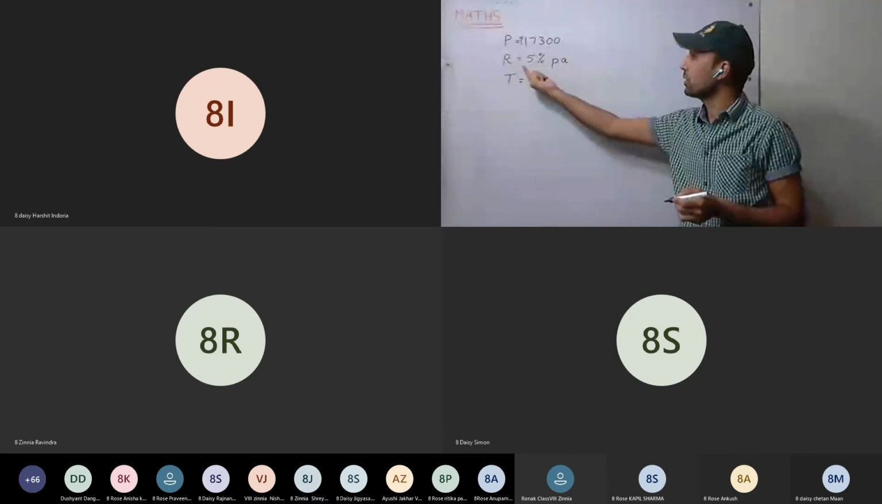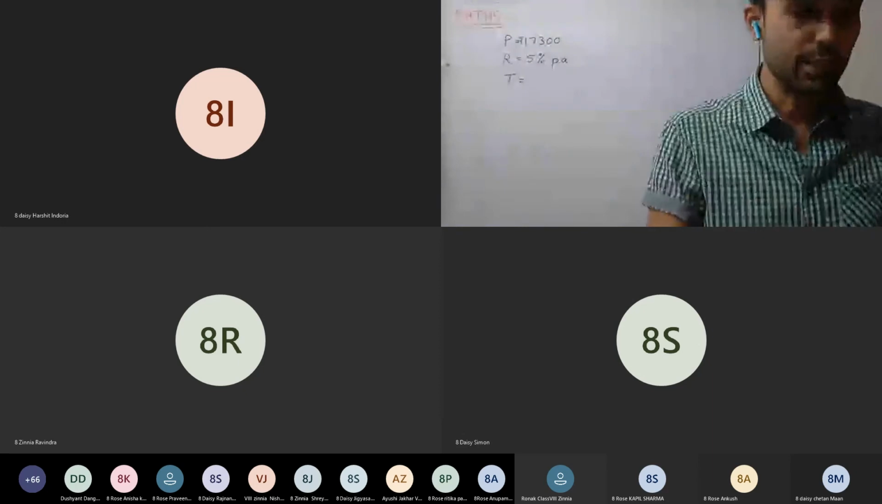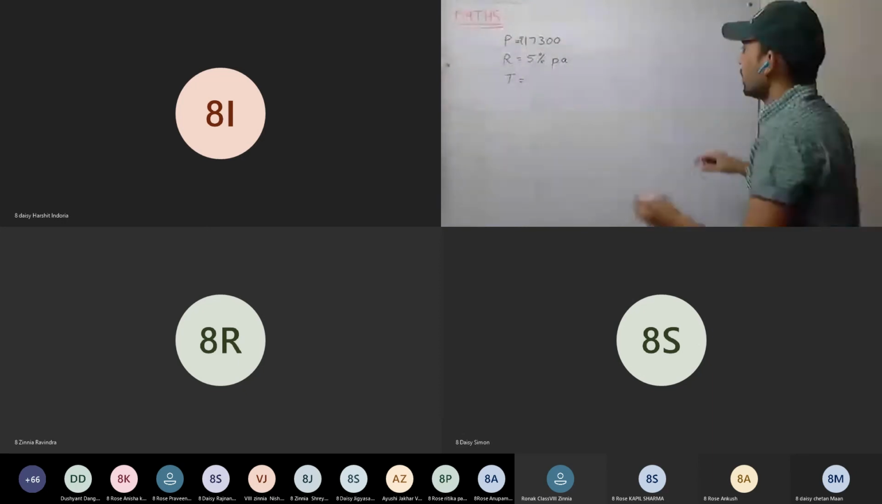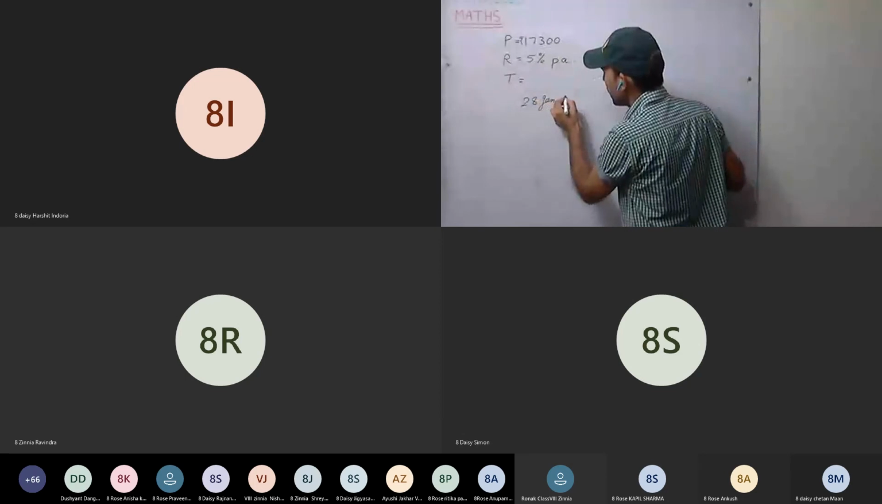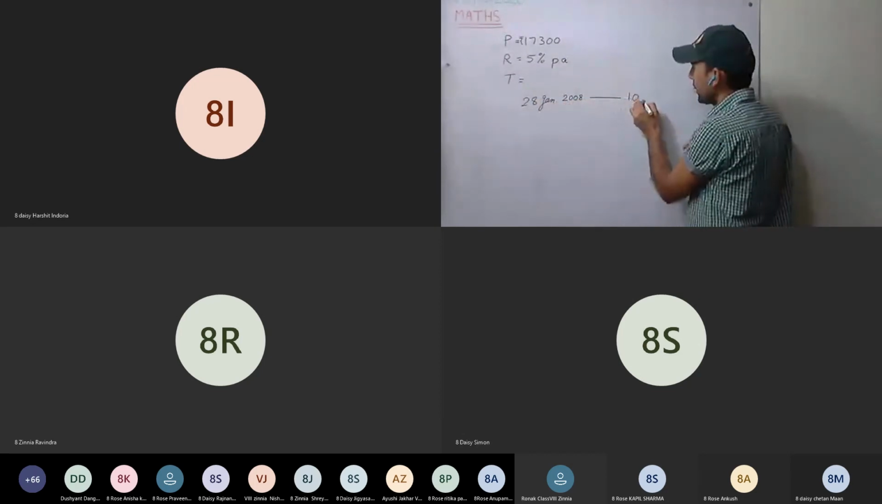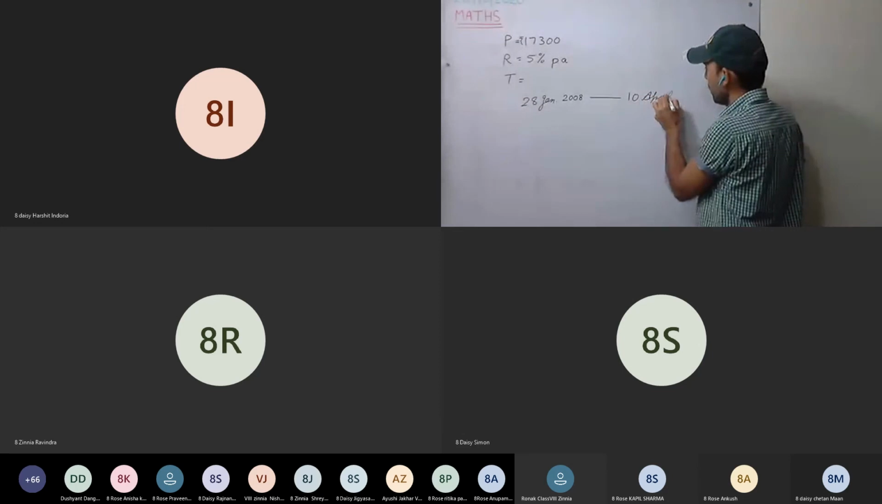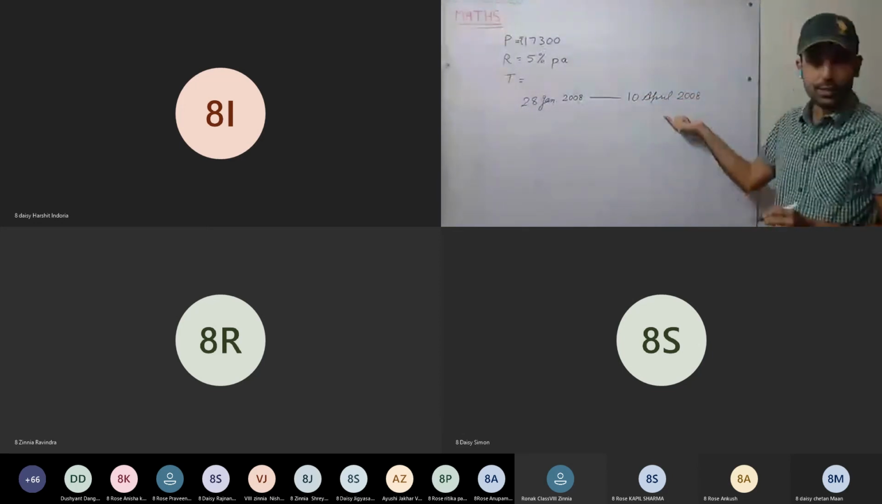Time should be in years because the rate is per annum. Therefore, time should be in years. Now, how to calculate the time? Dates are given: 28th January 2008 to 10th April 2008. This is the time period.